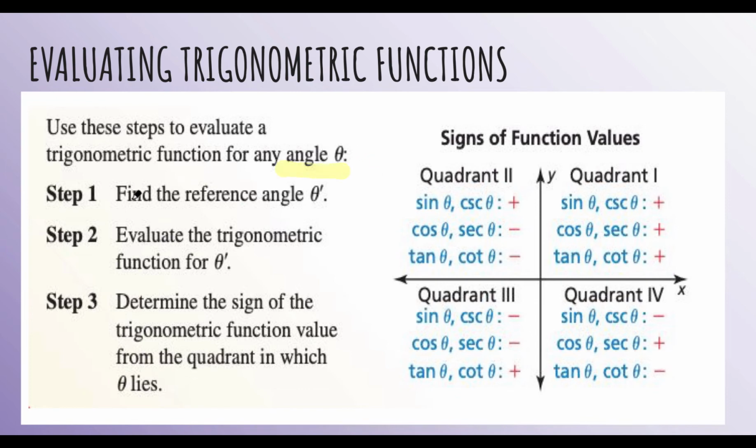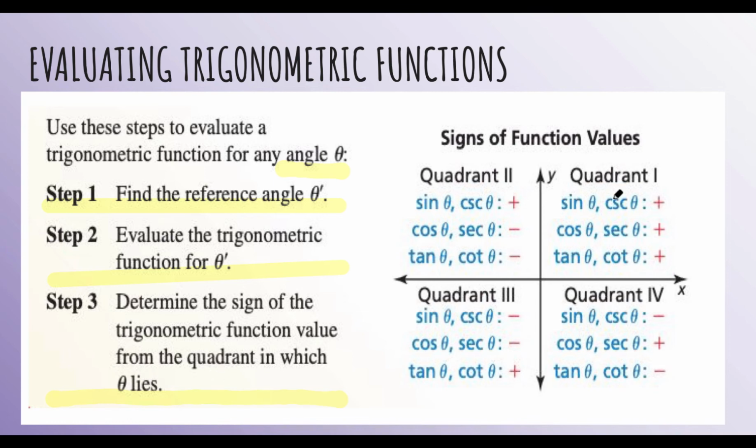So the process is this, and I encourage you to copy this down in your notes. For step 1, we're going to find the reference angle theta prime, just like we did in our previous examples. The next step, we're going to evaluate the trig function for theta prime. And lastly, we're going to determine which sign for the trig function based upon the quadrant in which angle theta, the original angle theta, lies.